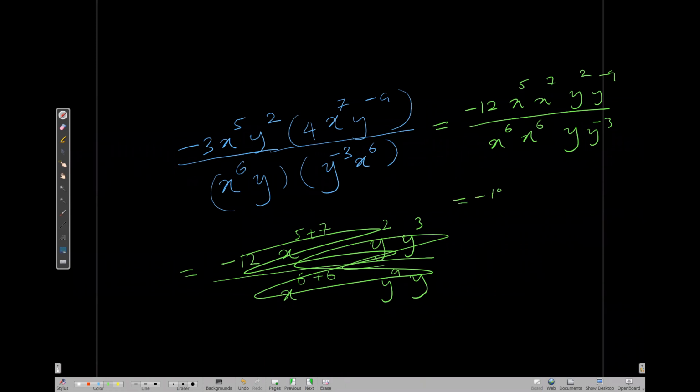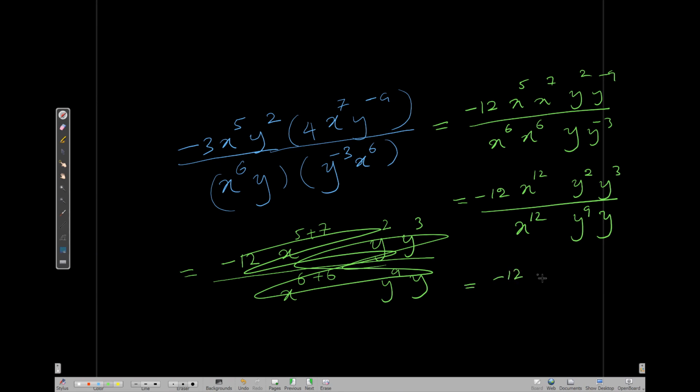Now, on top you have 12 of them, on the bottom you have 12 of them. In this case, if you don't like negative numbers, you can take the -9 to the bottom, here 9. And you have this y, and y to the -3, you can take it to the top by changing the sign. You can do it like this.